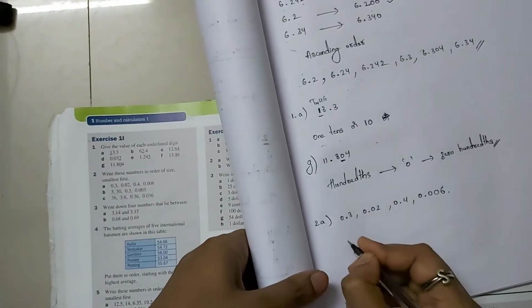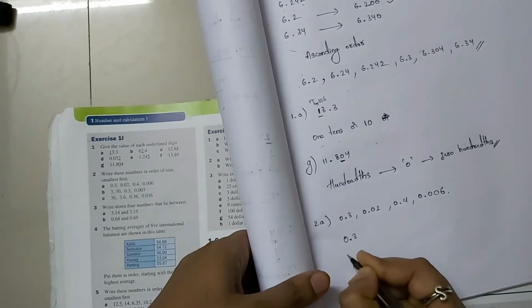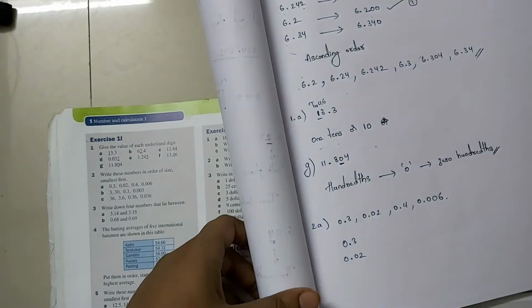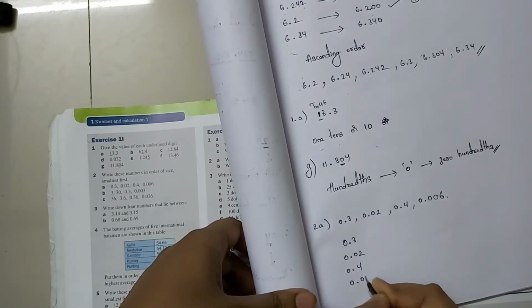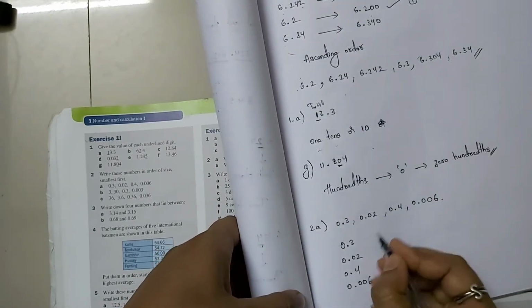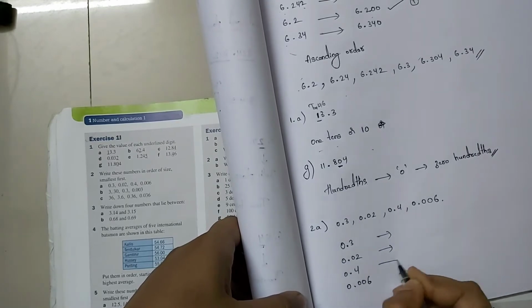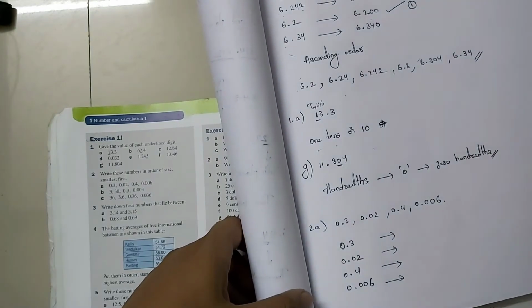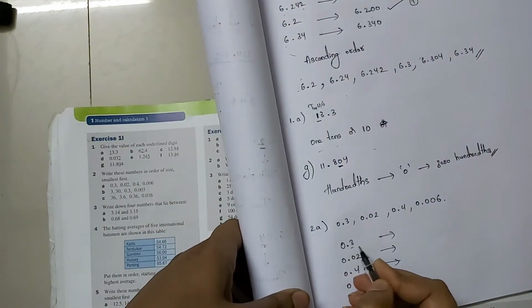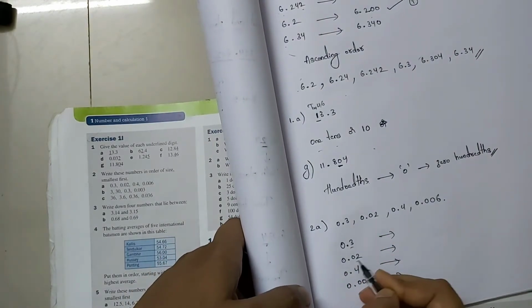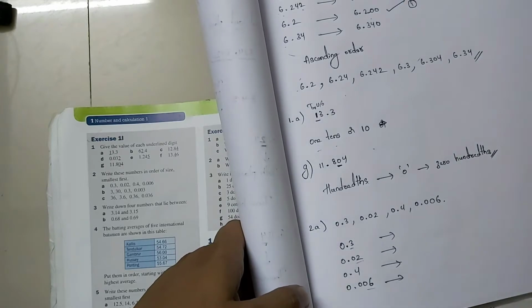So first, we just write them in proper order. 0.3, 0.02, 0.4, 0.006. Okay. One thing you need to know is that if a decimal is in tens value, that is greater than the hundreds value, that is greater than the thousands value.